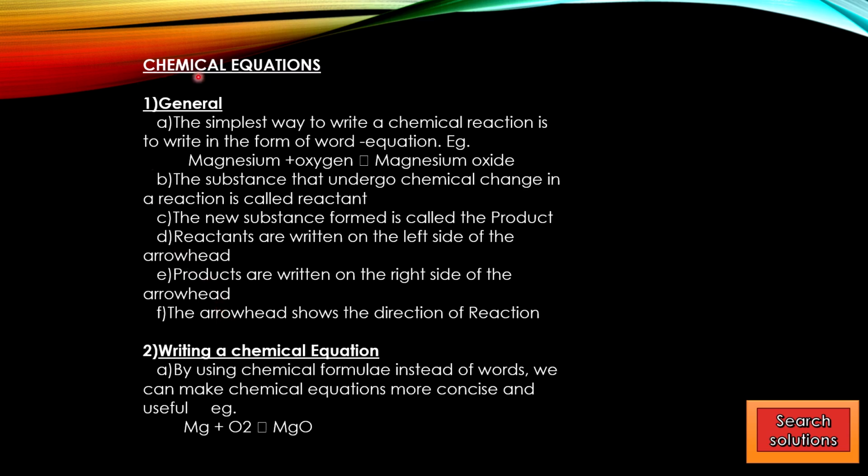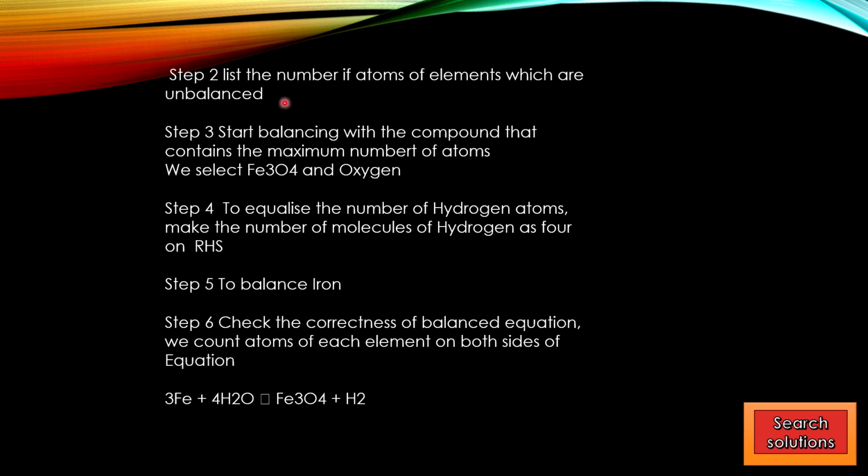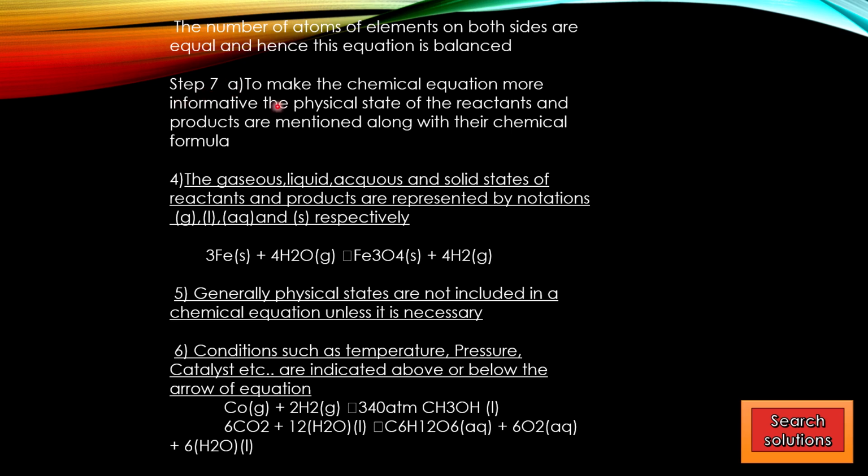So we have the list of important points under the heading Chemical Equation. One is general, and the other is how to write a chemical equation and balanced equation, which has 7 different points under that, 7 different steps. Here, the number of steps in balancing the equation is continued. Step 2, step 3, step 4, step 5, step 6. And this is the 7th step for balancing the equation.